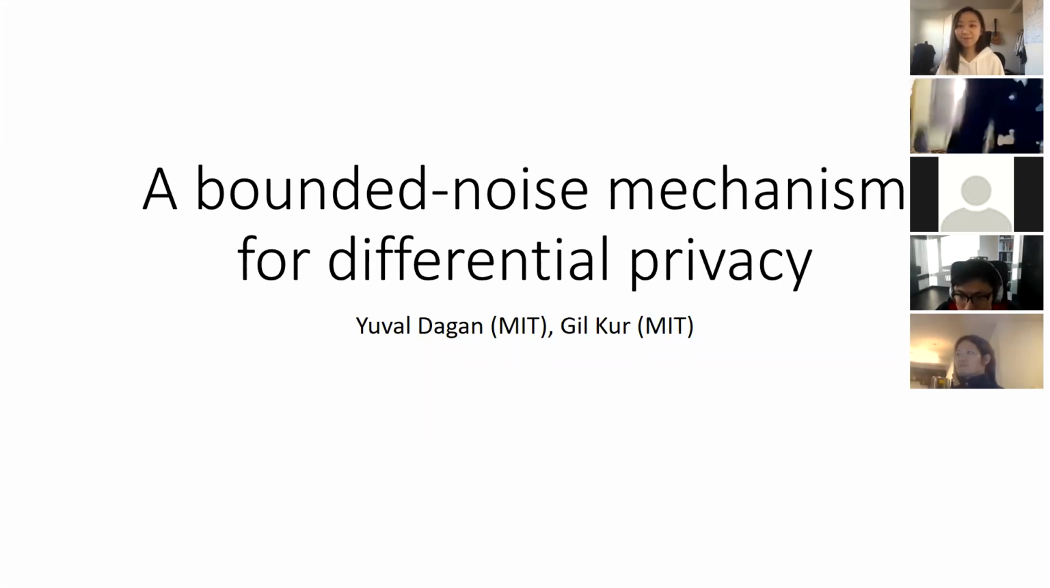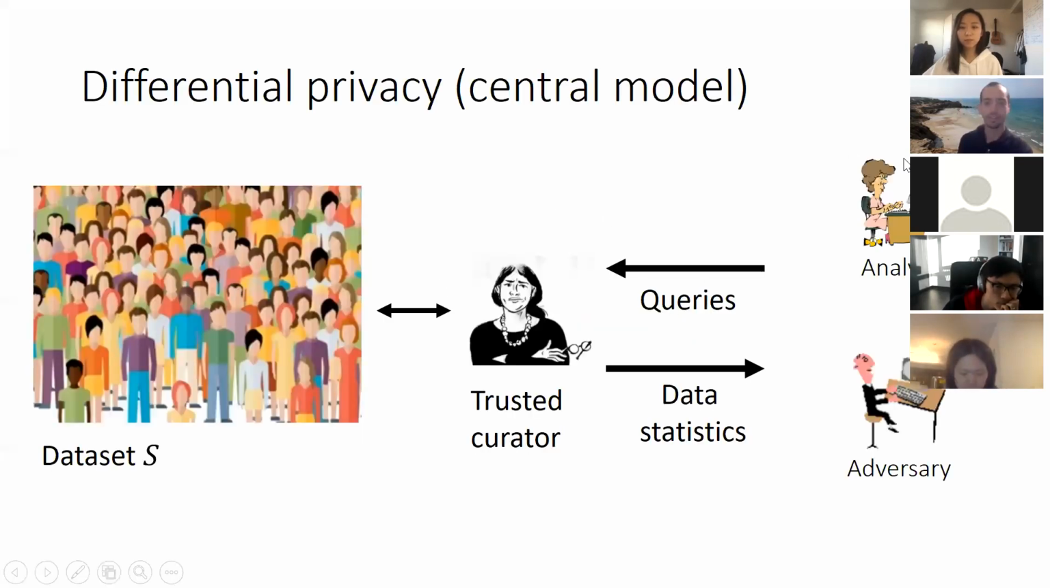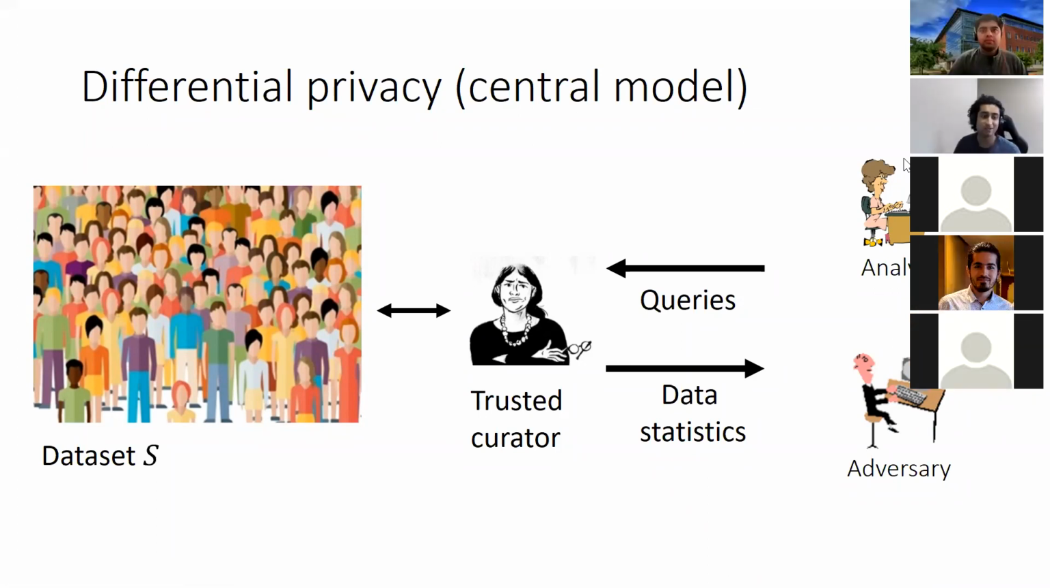Thanks a lot. And this is joint work with Gil Kur, who is also a student at MIT. The title is Bounded Noise Mechanism for Differential Privacy. So let me start by defining what differential privacy is and give a motivation. I guess, is everyone familiar with differential privacy, or maybe I should give some definitions? Okay. Yeah, that would be helpful.